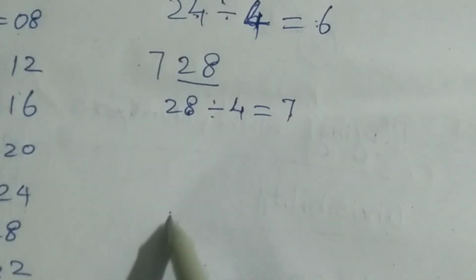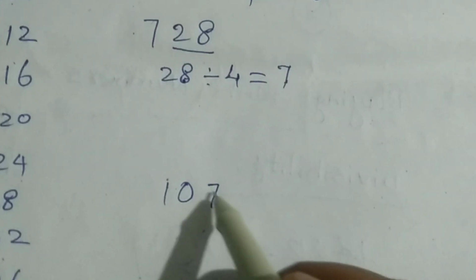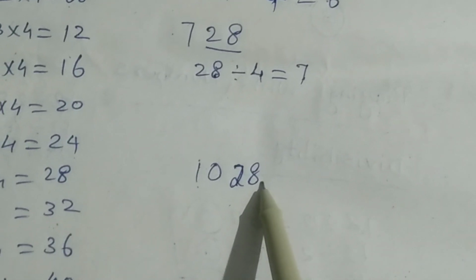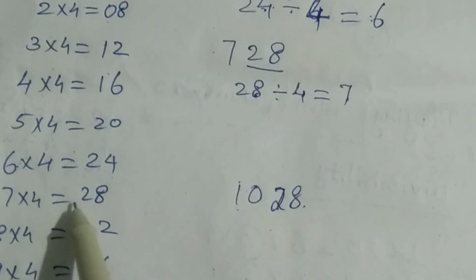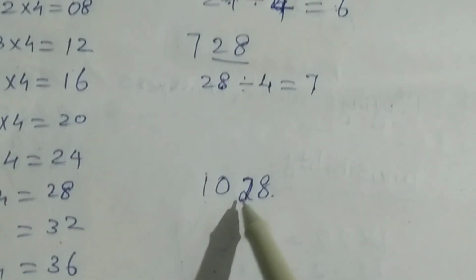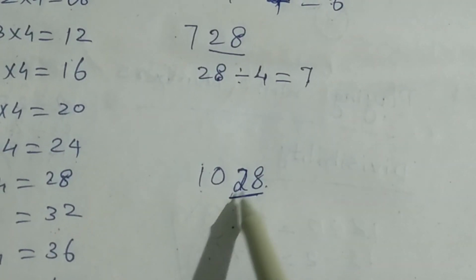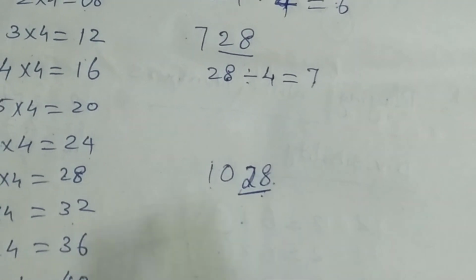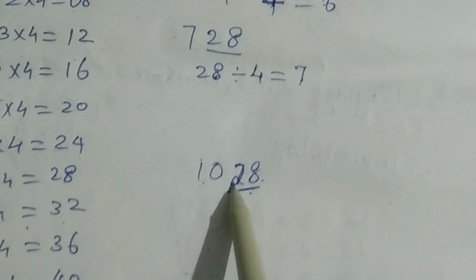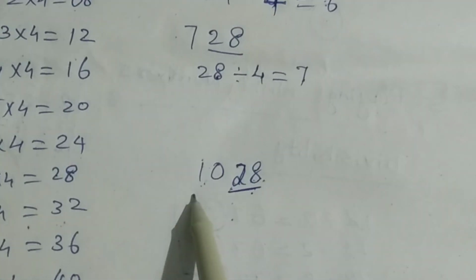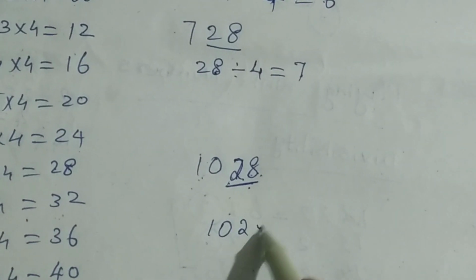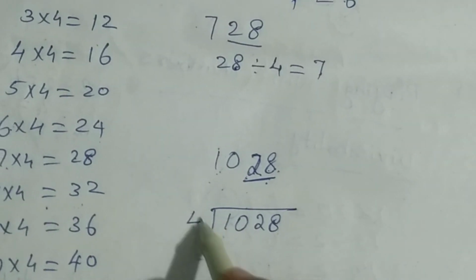Example, 1028. We know 28 is here. That means 7 times 4 is equal to 28. So we can say 28 is exactly divisible by 4. We can say that therefore 1028 is exactly divisible by 4. Now we can check that, 1028 divided by 4.